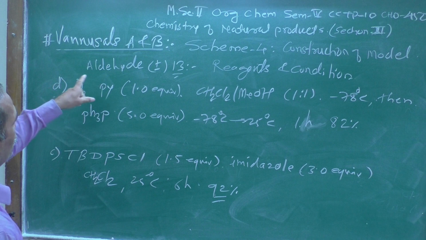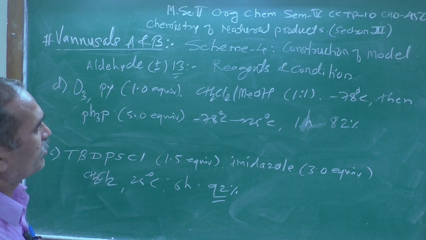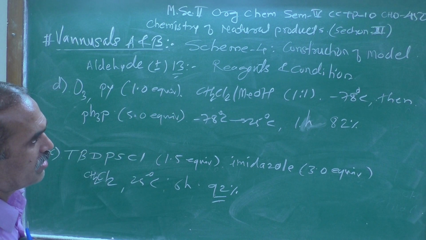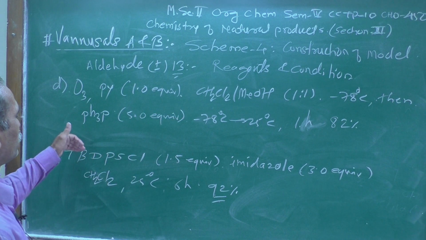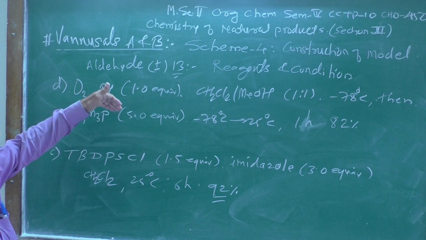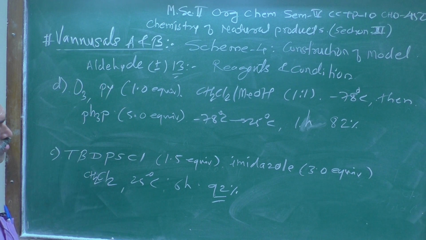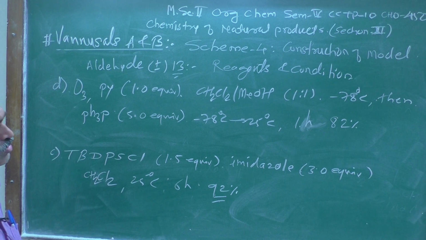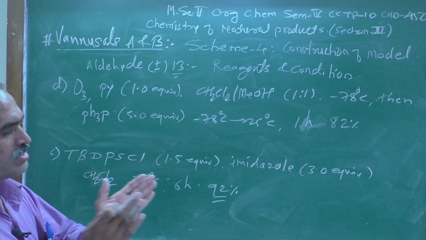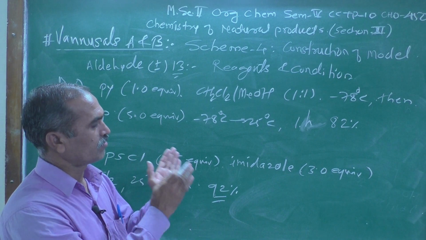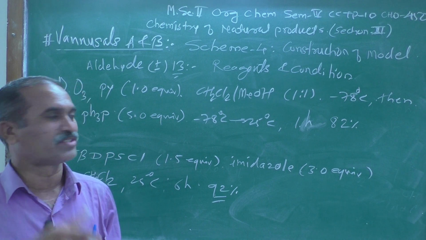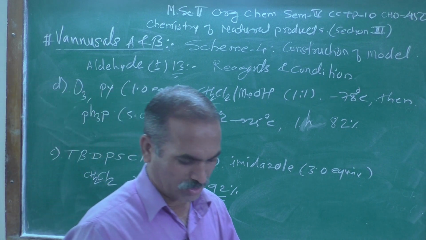So, this is ozonolysis, pyridine 1.0 equivalent, then DCM methanol 1:1 at minus 78 degrees centigrade, then triphenylphosphine of 5.0 equivalent added, and the temperature is kept from minus 78 degrees centigrade to room temperature. This reaction was stirred for 1 hour and they have got 82% yield. It is a very high yielding product.